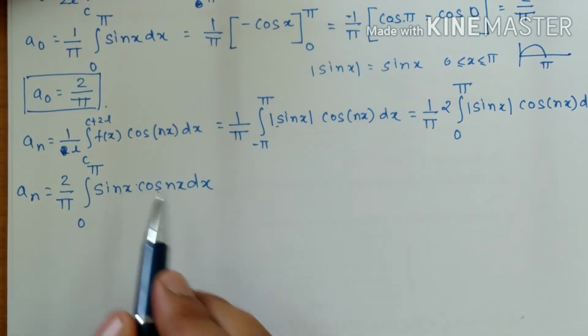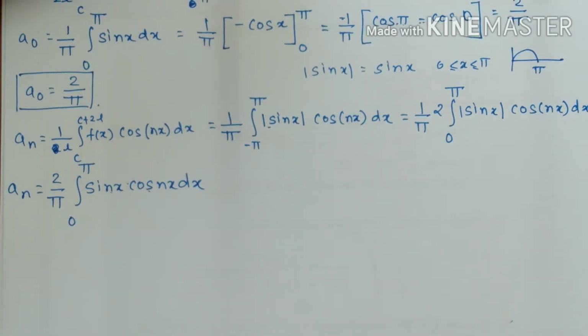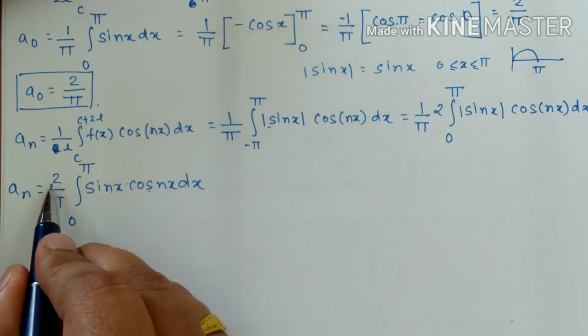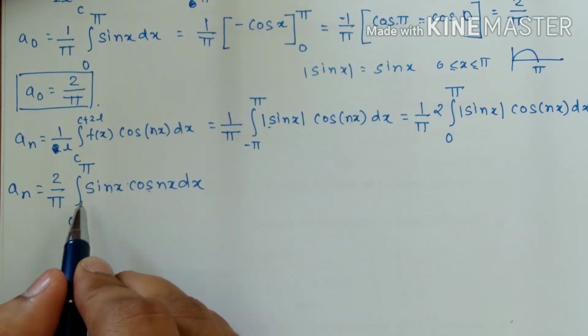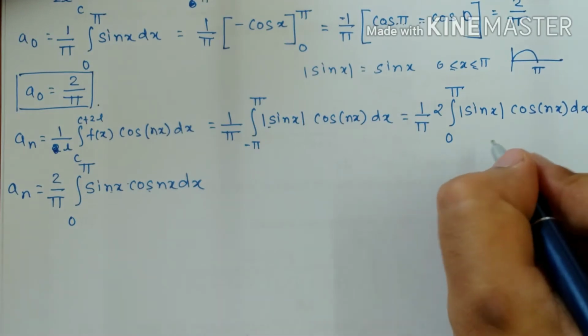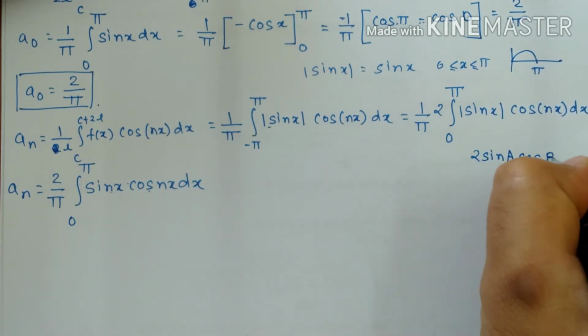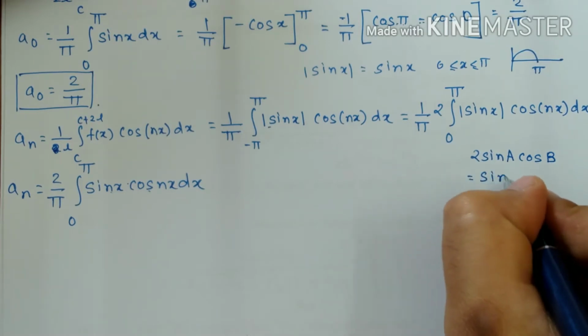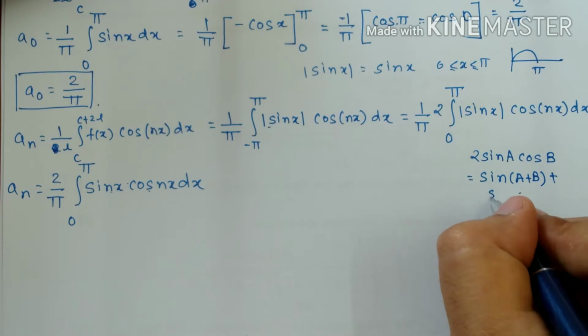There is a product of two functions, so usually we go with integration by parts, but here both the functions are trigonometric and there is a 2 outside. If I take it inside, we get 2 sin a into cos b. So ultimately we remember one property. What is 2 sin a cos b? 2 sin a cos b is sin a plus b plus sin a minus b.